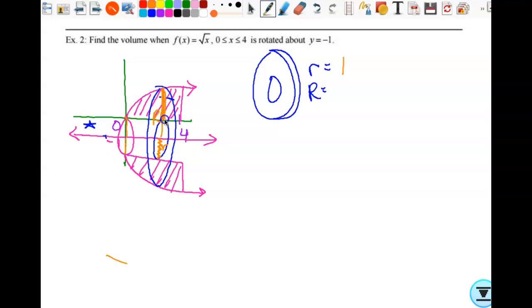Square root of x. Whatever this is, it's the square root of x. And then this is what? 1. The distance is 1. So this is the square root of x plus 1. It's not 4.